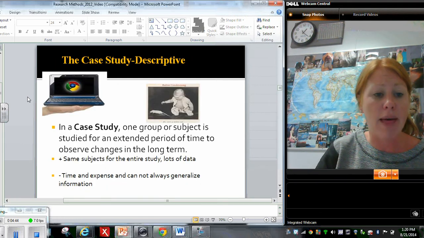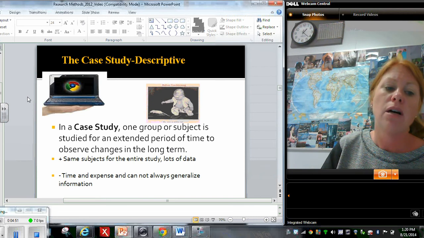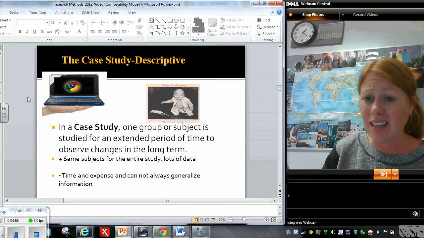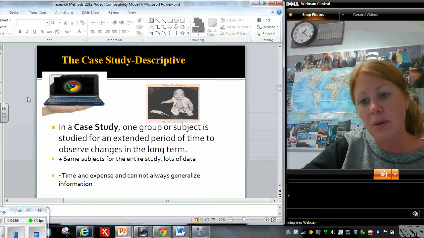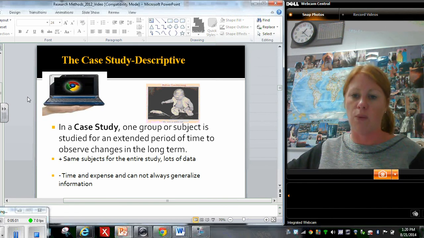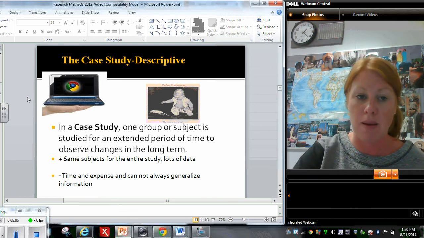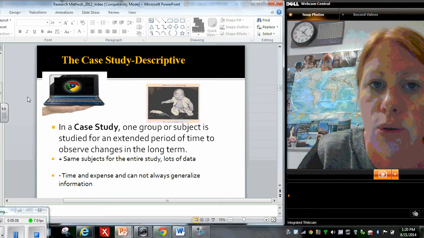Case study is another method. It's where you're examining one group or one subject in depth for a long period of time. The good thing is you get a lot of information. The bad thing is, just because it works maybe on one person or one small group of people, it doesn't mean it's going to work for everybody. So the Chromebooks is a great example of a case study. Just because it works at Lyme doesn't mean it's going to work for every single school.